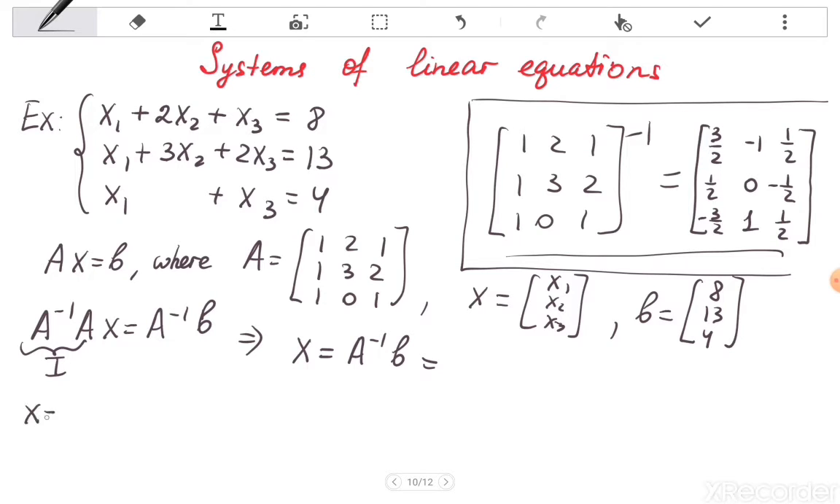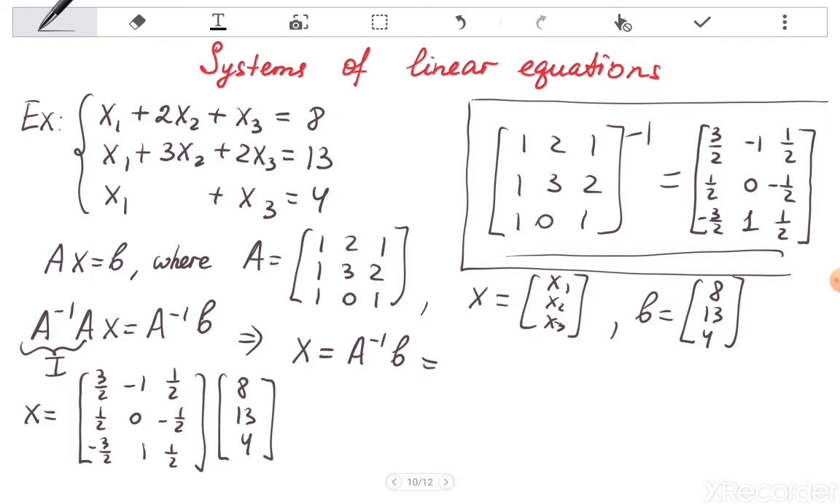So X is A inverse, 3 over 2, minus 1, 1 over 2, 1 over 2, 0, minus 1 over 2, minus 3 over 2, 1, 1 over 2, times the column vector B, 8, 13, and 4. So what do we get? We obtain a column vector of the following. So 3 over 2 times 8 will be 12, minus 13, plus 2. This is the first term, so this times this.